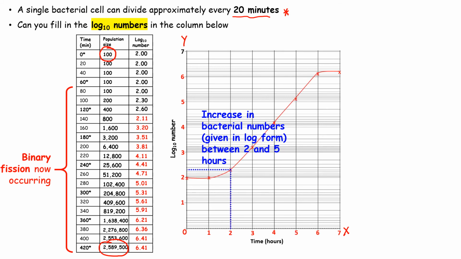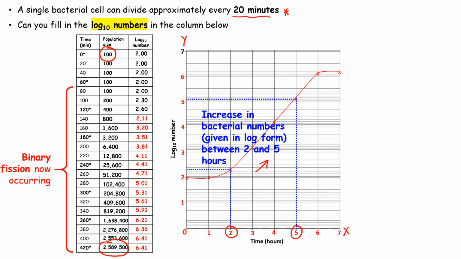Okay, so hopefully you guys can see once we've plotted that data, we get the exponential phase of growth, which is between 2 hours and 5 hours. That's where we get a rapid increase in bacterial numbers. Now we can actually work out population increase per hour by finding the difference between the log numbers after 2 hours and the log number after 5 hours.